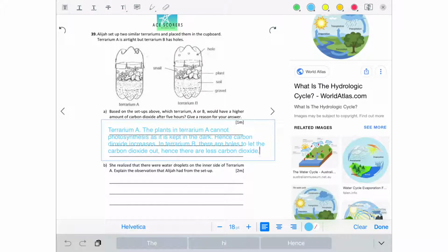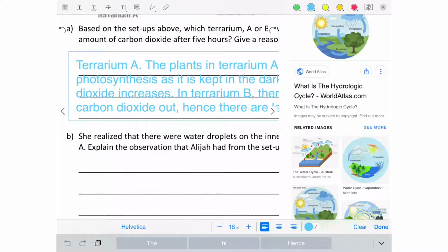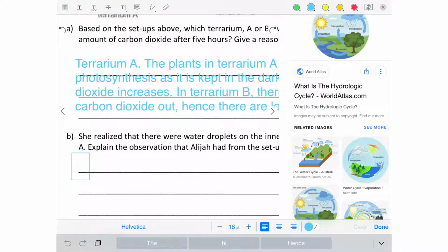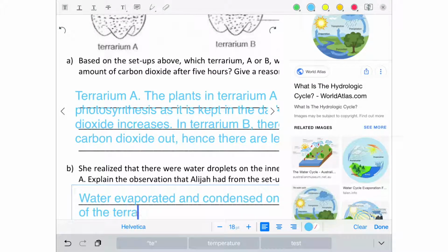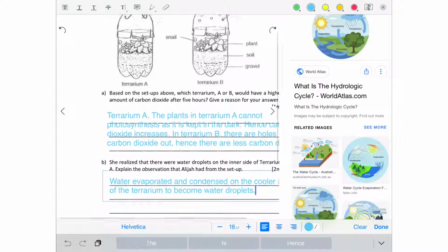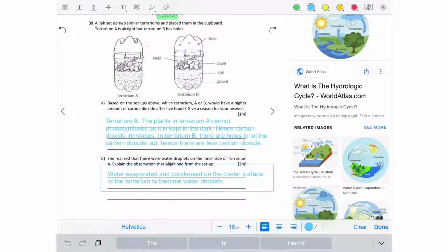Explain the observation. The water just evaporates and then condenses on the surface. So water evaporated and condensed on the cooler surface of the terrarium. Okay, that is the condensation story. Right, so water evaporated, condensed on the cooler inner surface area of the terrarium to become water droplets.